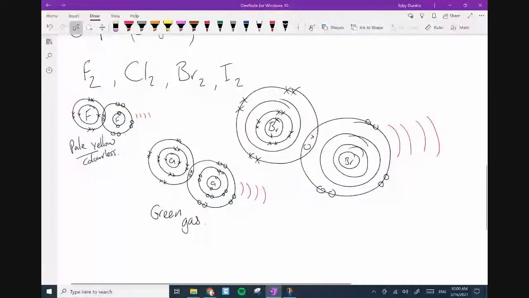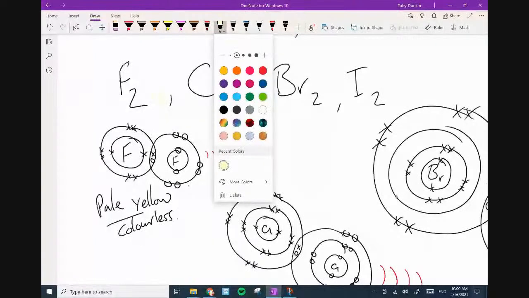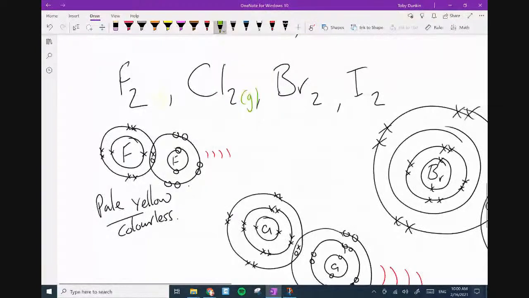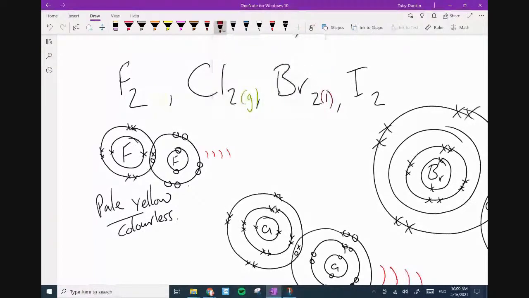So bromine's going to have the higher boiling point, and iodine. So we now get fluorine is a pale yellow gas. So this is a gas, and then we get our pale green gas of chlorine, and then we get our brown liquid of bromine. So it's become a liquid. The boiling point's increasing. And then we end up with our gray solid for iodine.